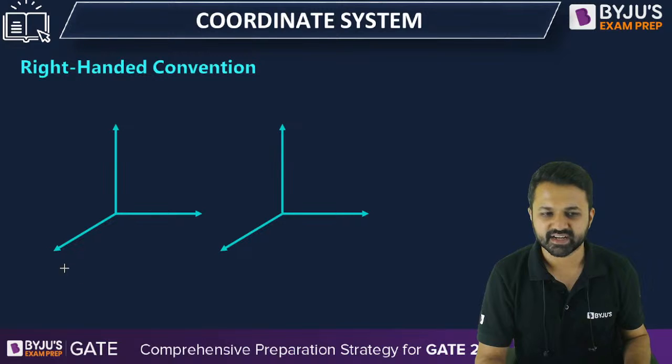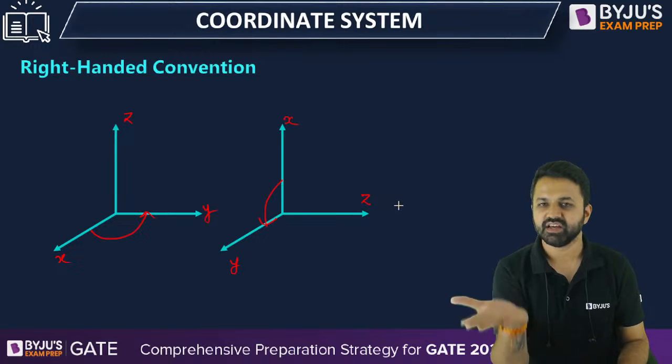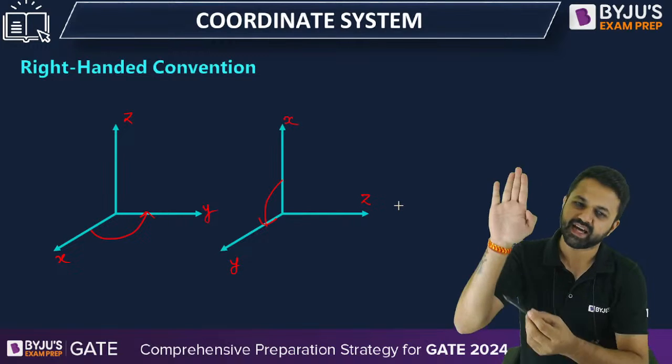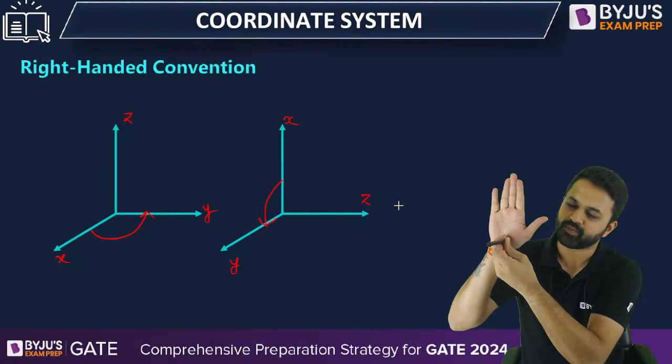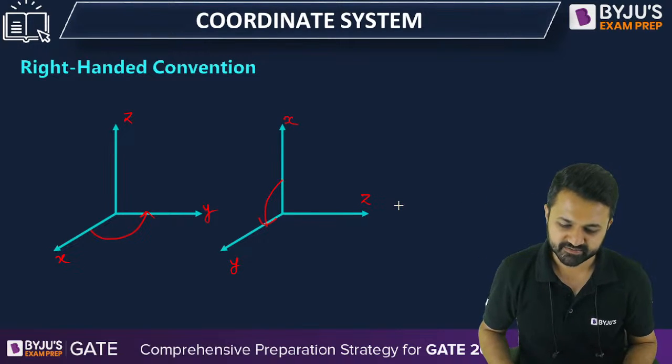So this is the right hand convention: if it is x, then y, and if I curve from x to y, we will get z. Suppose this is x and this is y; if I curve my right hand fingers from x to y, I will get z in this direction. The upward direction is x, and y is this direction. So when you curve the finger from x to y, the thumb is pointing in the z direction.